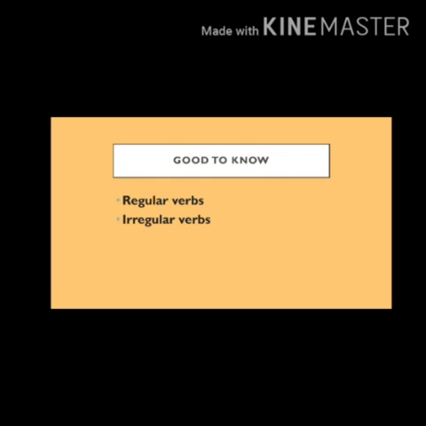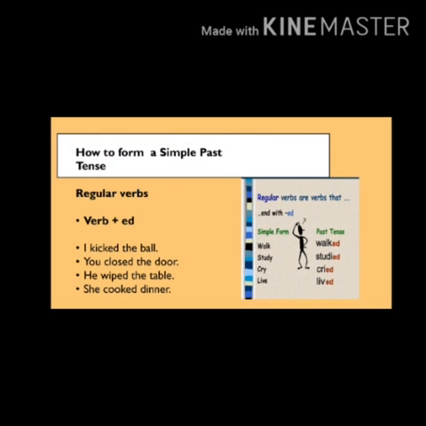Regular and irregular verbs. In the English language, we have regular and irregular verbs, and it is important to study how to use these verbs to form a simple past tense. For regular verbs, we simply use the verb and add ed. Example: I kicked the ball. It rained yesterday. All these sentences are in past tense.